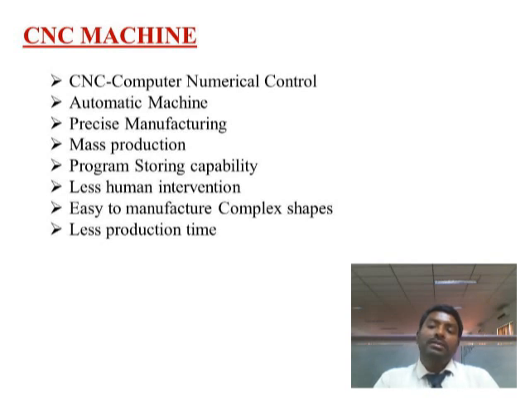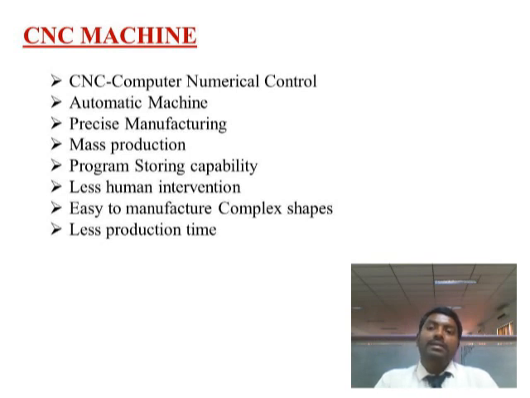So we can manufacture precise components in CNC machine. It is mainly used for mass production. We can store the program in the CNC machine, so whenever we need that program, we can call and run it. With the CNC machine, the human intervention is less, and we can manufacture complex shaped components, and as it is automatic, the production time is also less.